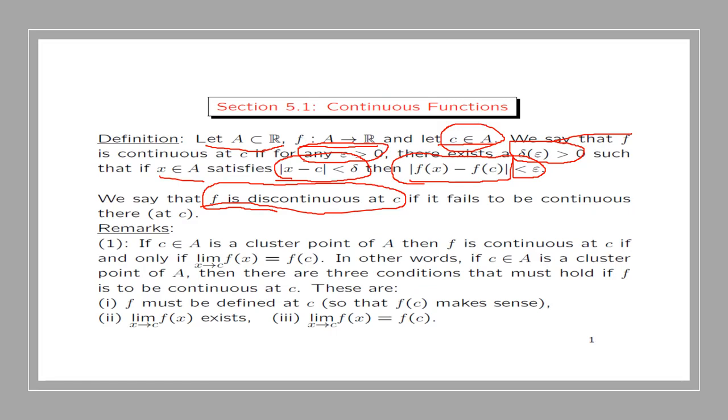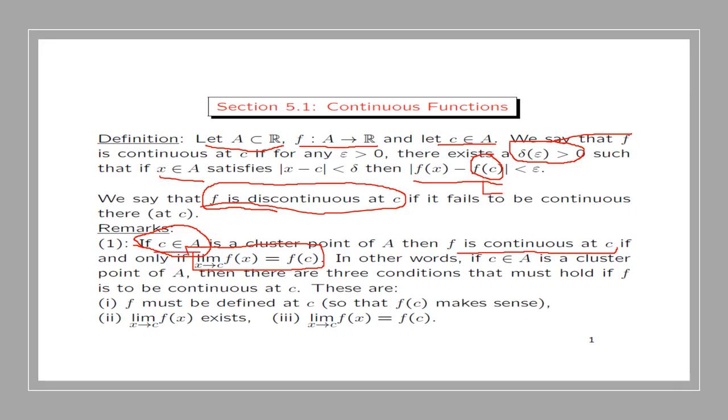Now let's look at this remark here. The first remark is if C in A is a cluster point of A, then saying that f is continuous at C is the same as saying that the limit as x goes to C of f of x is equal to f of C. You can see that from here. Remember how we defined the limit of a function f at a point C? This one was L. Now instead of L, we have f of C.